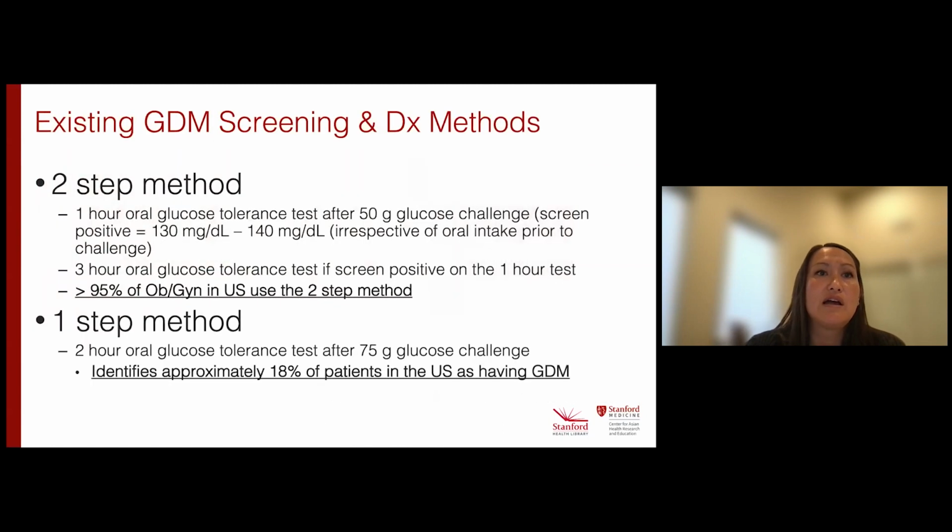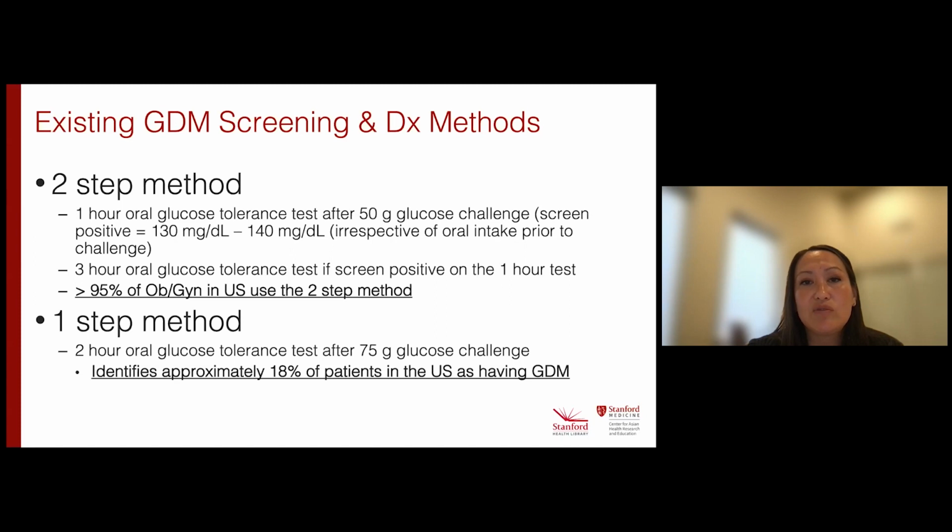And so how then do we actually diagnose gestational diabetes? There's 2 main methods. We call it the 1-step and the 2-step method. And the 2-step method is the method that is most commonly used in the United States. This is the 1-hour oral glucose tolerance test, where you take a 50-gram glucose load, and then an hour later, we check your glucose. And you don't have to be fasting for this test. You can be eating whatever you want.